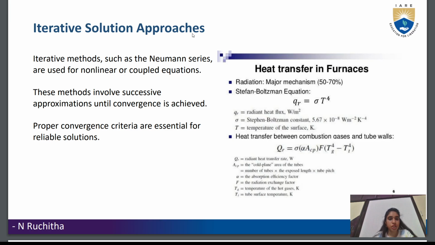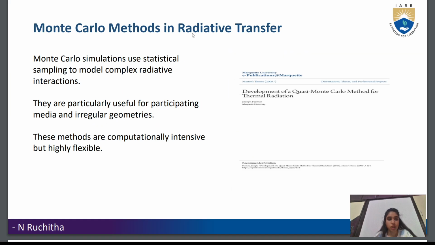Iterative solution approach. Large radiative systems often lead to non-linear or dense matrix equations. Iterative methods include Gauss-Seidel, conjugate gradient, and successive substitution for radiosity-irradiation models, useful for handling temperature dependent emissivity and absorption.